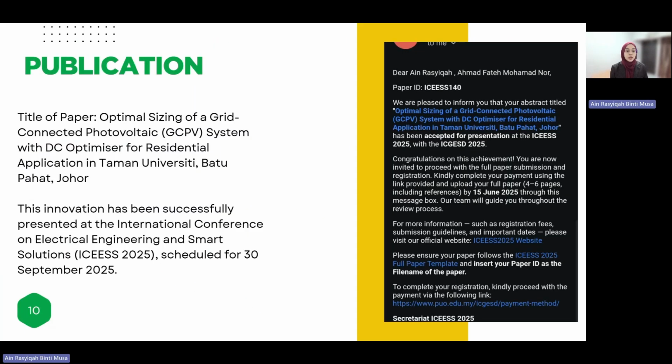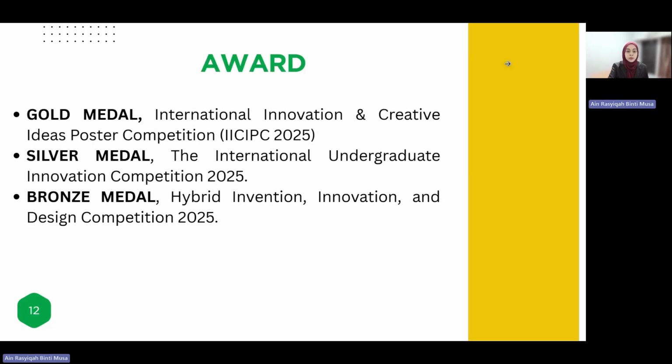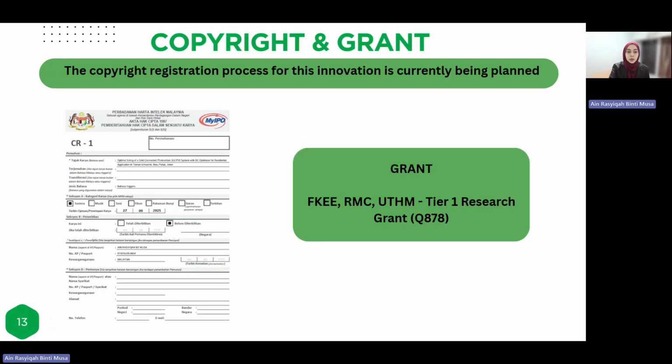And then the publication, the title of the paper is optimal sizing of GCPV system with DC optimizer for residential application in Taman University, Batu Pahat, Johor. This innovation has been successfully presented at the international conference in September this year. So here is the paper. And I have already won 3 awards, gold, silver, and bronze medal, at the competition. And then the copyright registration process for this innovation is currently being planned. And the grant is Tier 1 Research Grant Q778.